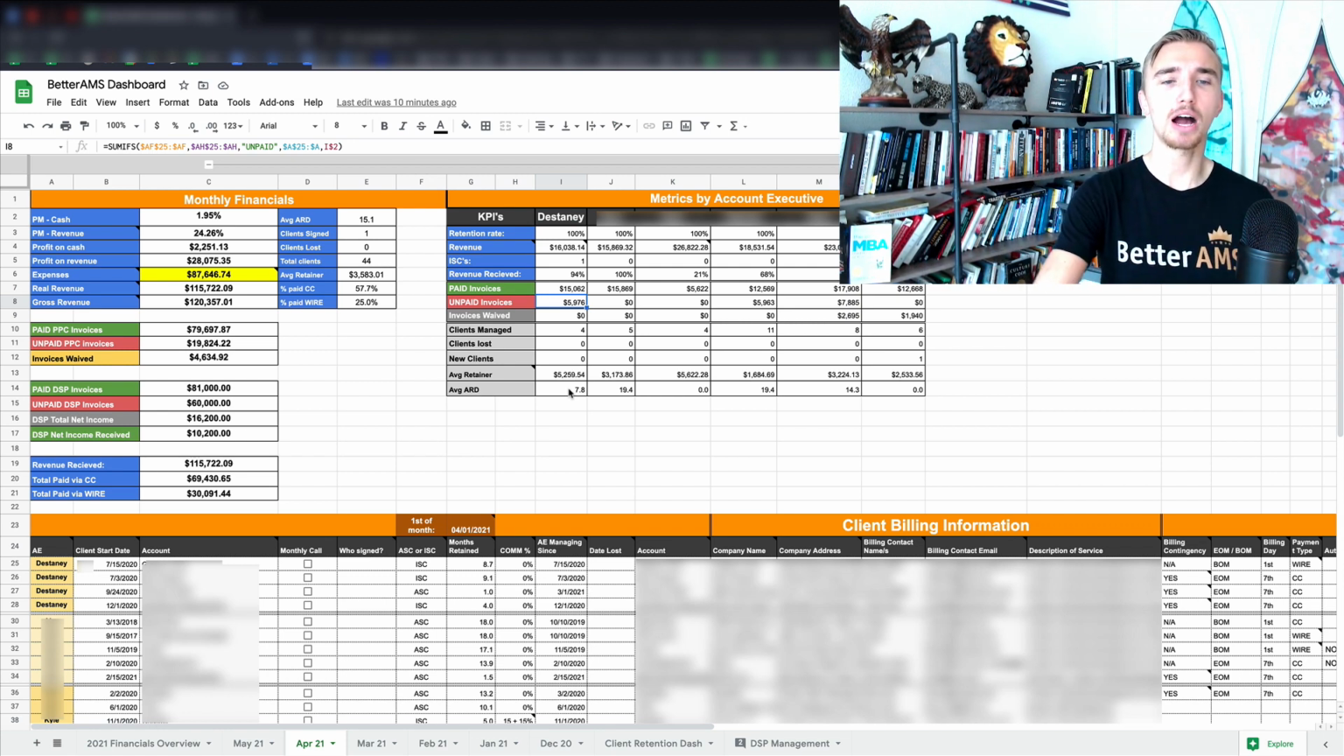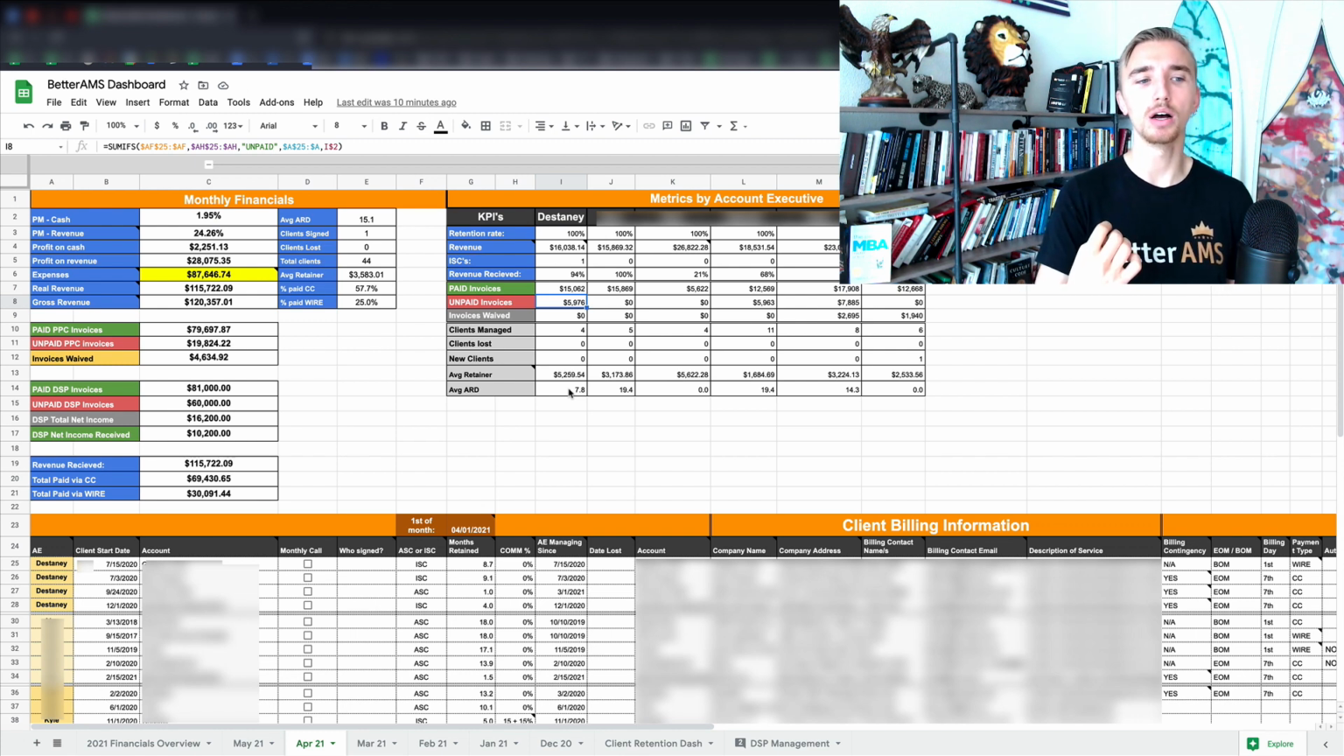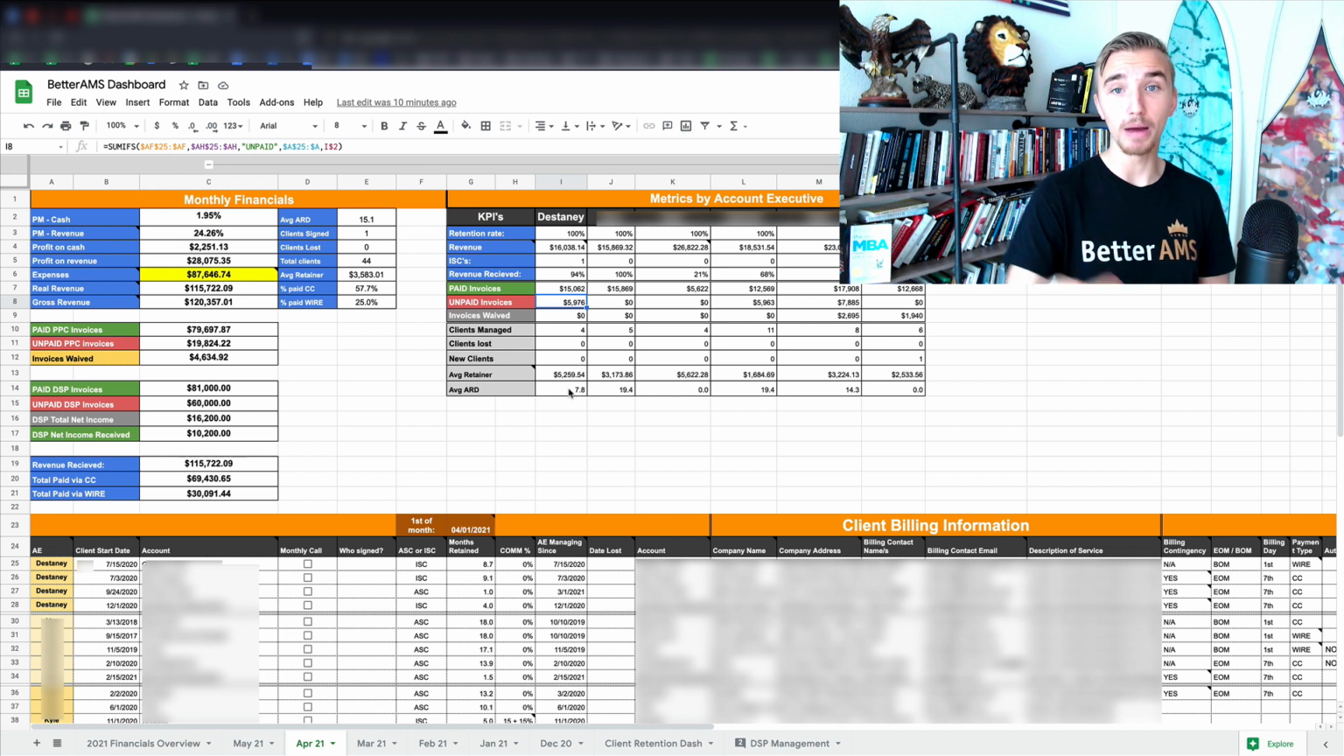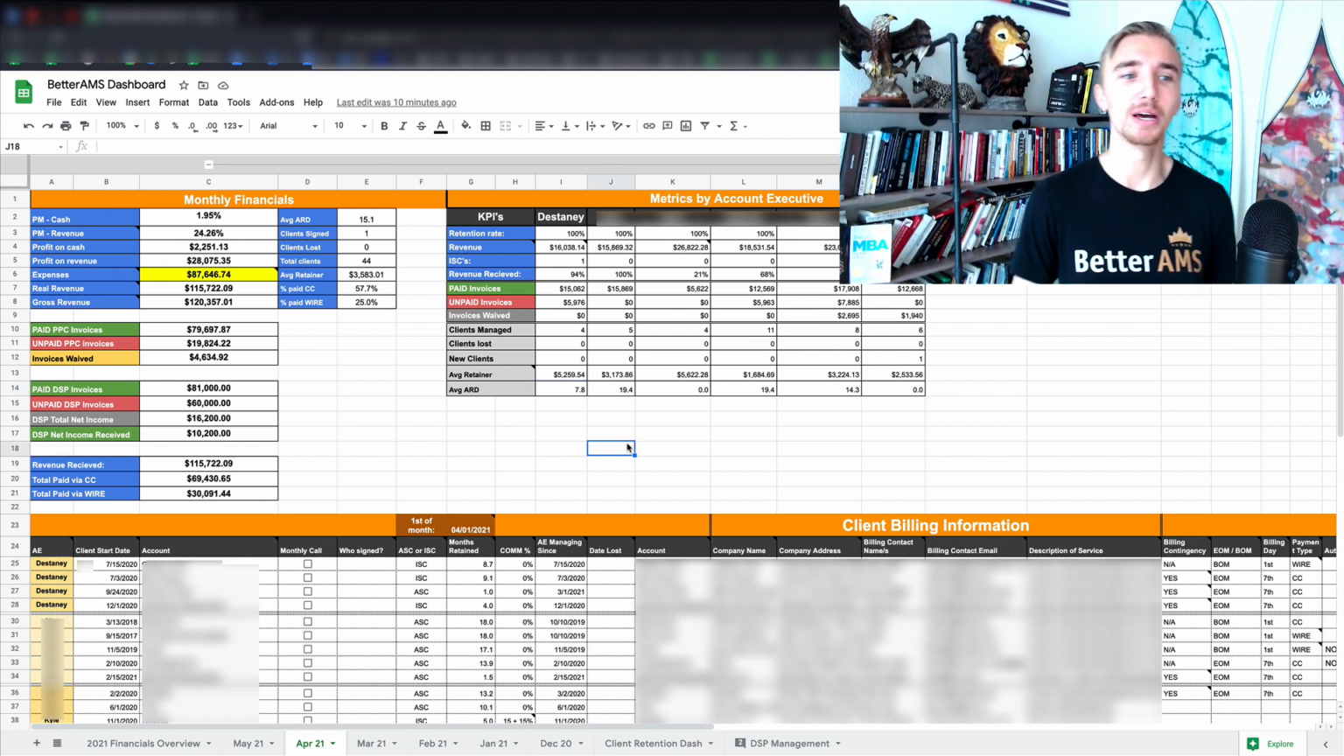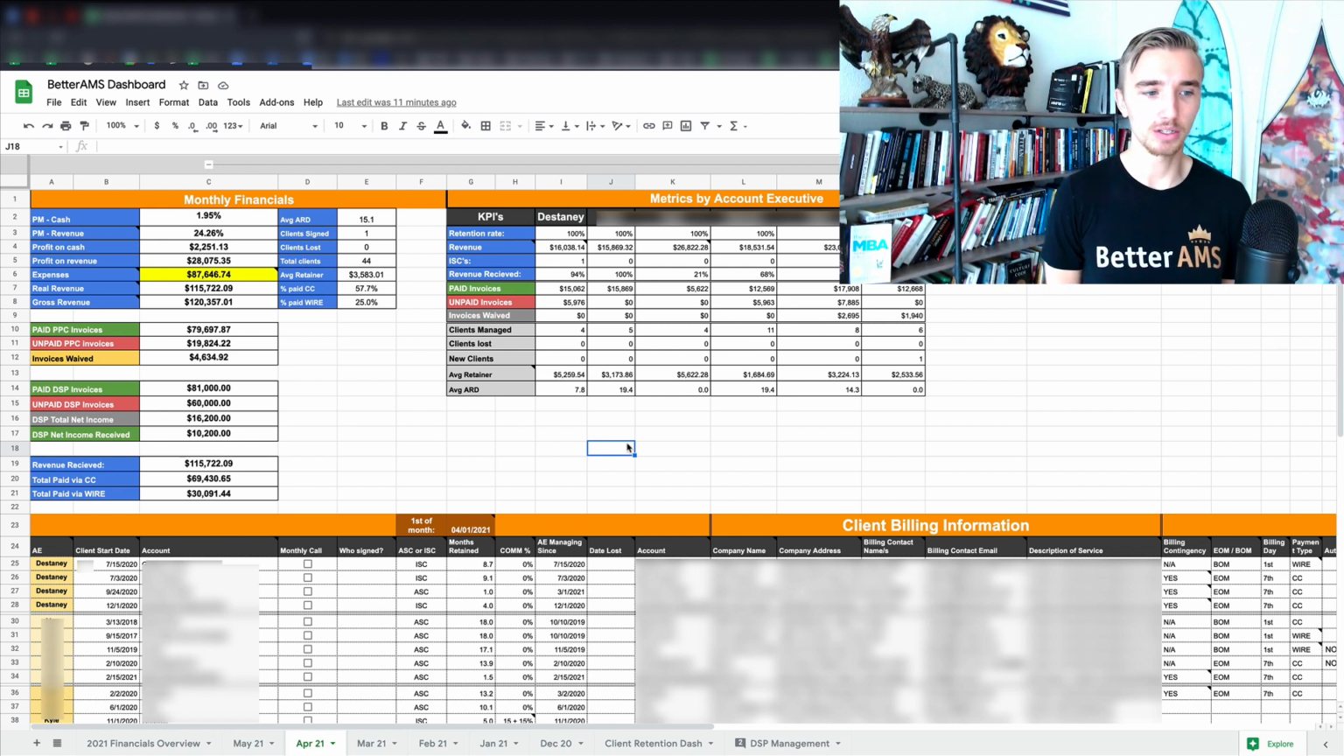This just tells us how many days on average it takes for Destiny's clients to pay, right? So from the moment the invoice is sent, on average, Destiny's clients take 7.8 days to pay. This goes up every single day if clients aren't paying, obviously, right? So I won't get into formulas. It's probably too in depth, but Alex, same thing. Everybody else's metrics are basically the same.